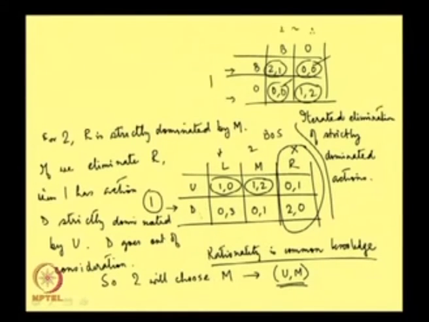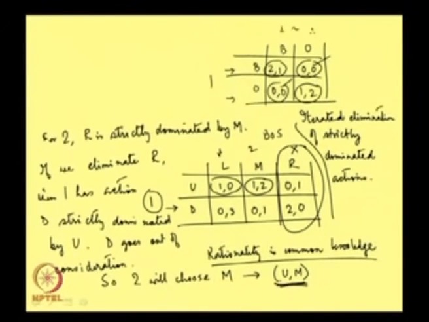Now, if U is dominating D, this is known to player 2 also. So, player 2 knows that player 1 knows that player 2 is rational, therefore, player 1 is going to play only U, and if player 1 is only going to play U, then player 2 is going to play M, because if U is played, M is better than L. So, we reach the outcome of UM, which is the profile obtained by iterated elimination of strictly dominated actions.